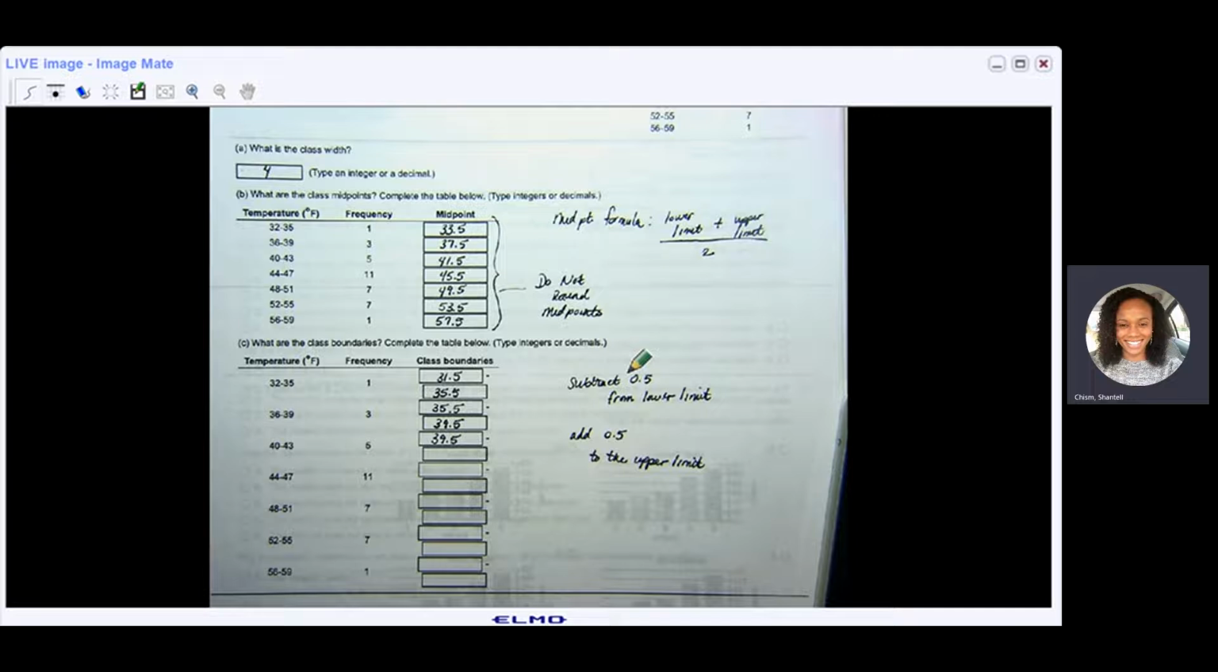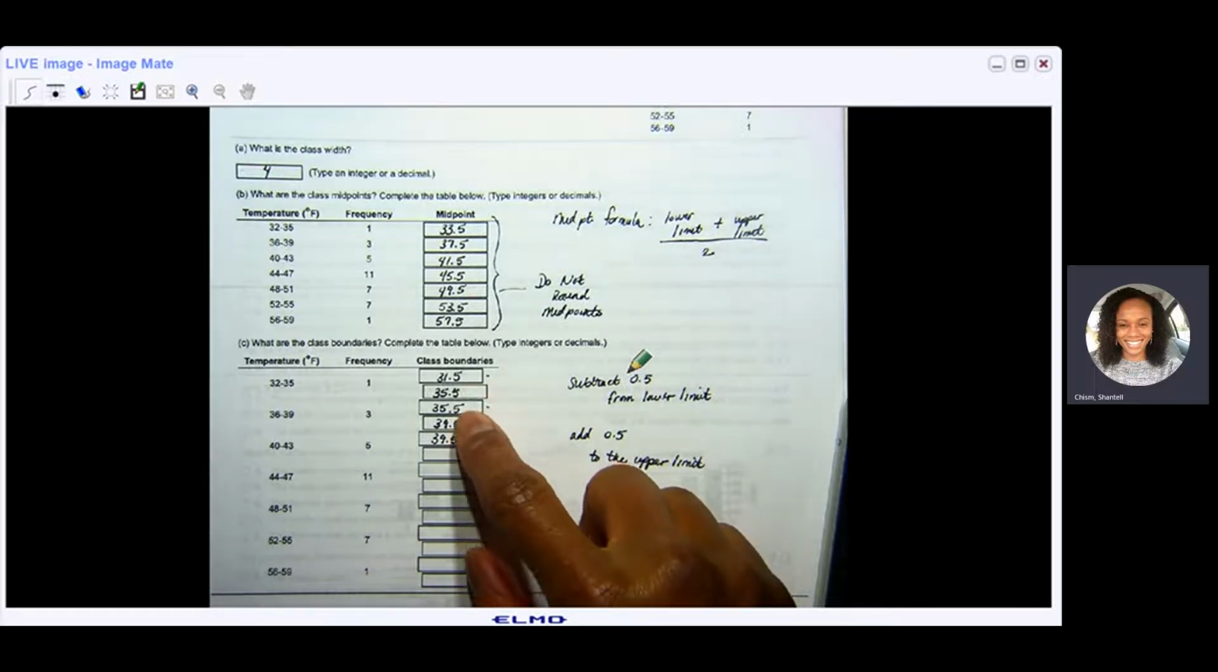The reason is because the boundaries are what we would use if we were wanting to graph the frequency distribution. And the graph of the frequency distribution is a histogram. And all a histogram is, is a special bar graph where the bars touch. Where one class stops, the next one starts immediately. So that's why you see the overlap.